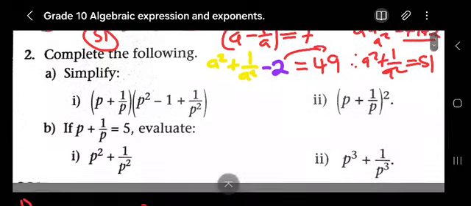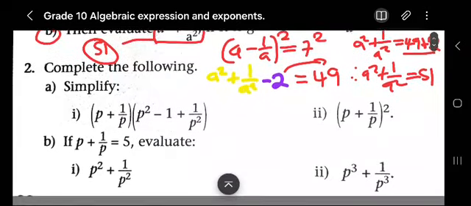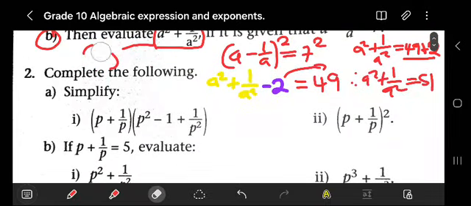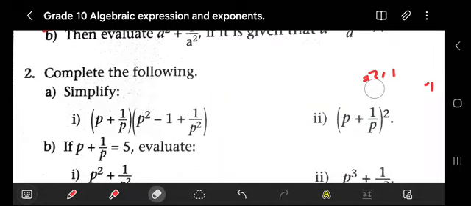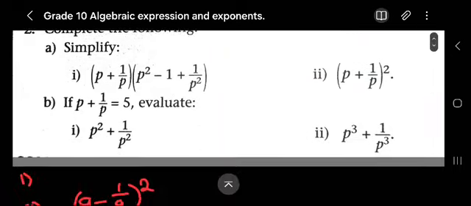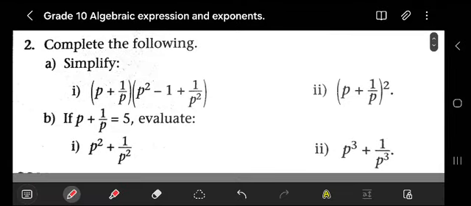All right. Hopefully you understood this. All right, it's 51, right? Are we together then? So we go to question 2. It says simplify or complete the following.